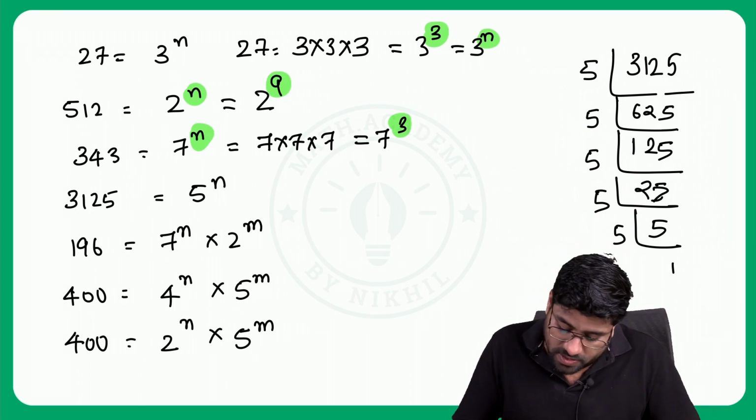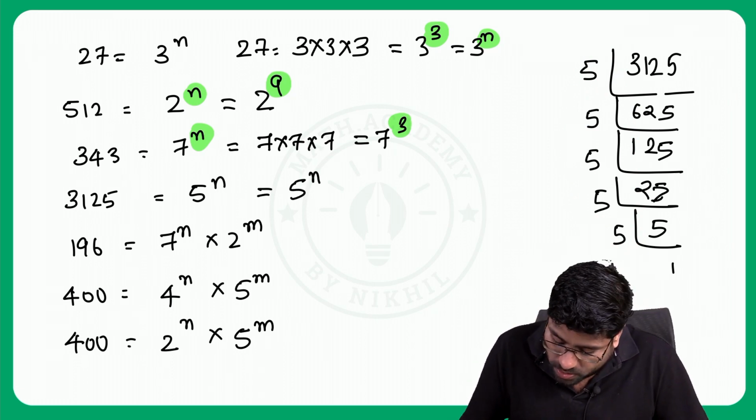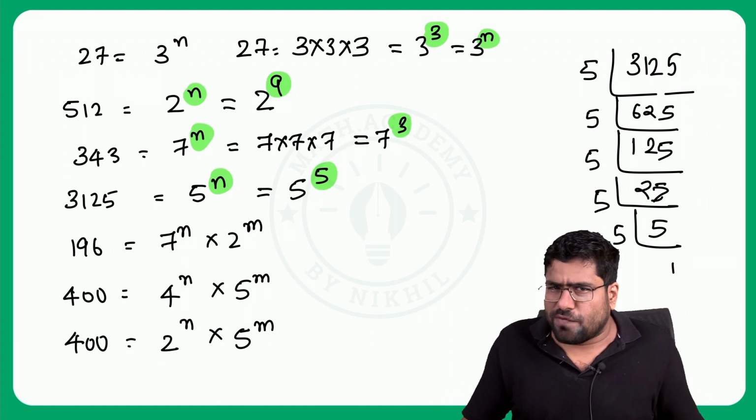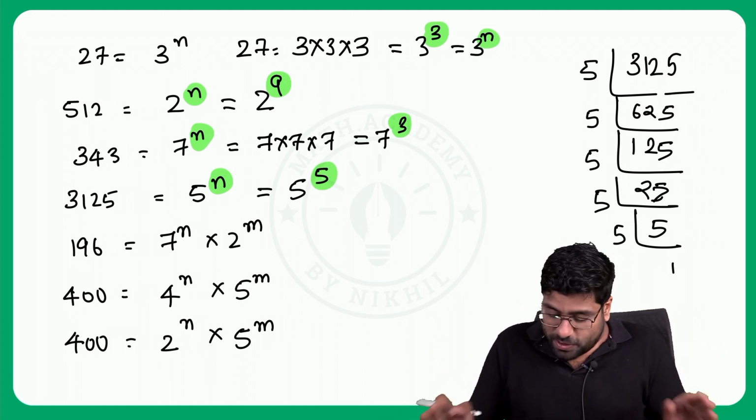5 times 5. So this is going to be equal to 5 to the power of n, which is equal to 5 to the power of 5. That means that the value of n is going to be equal to how much? My value of n is going to be equal to 5 itself. Now that seems so good. We are able to find that answer.